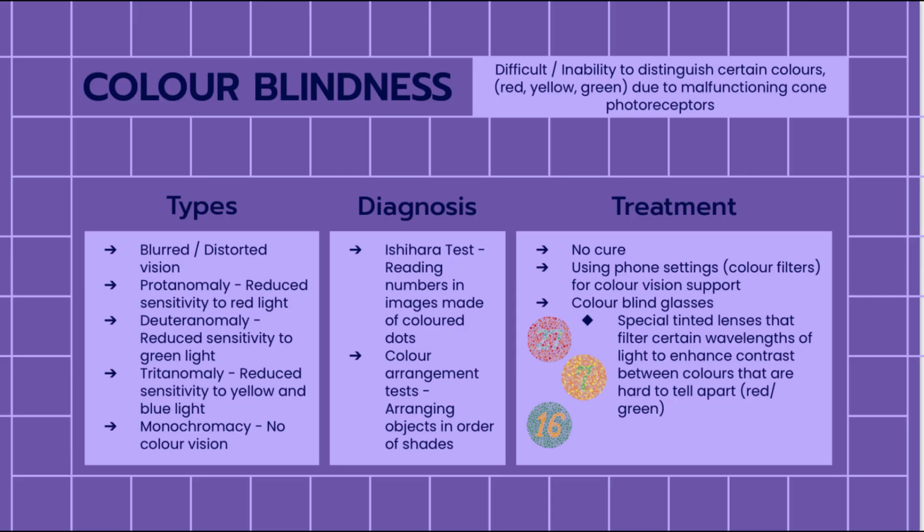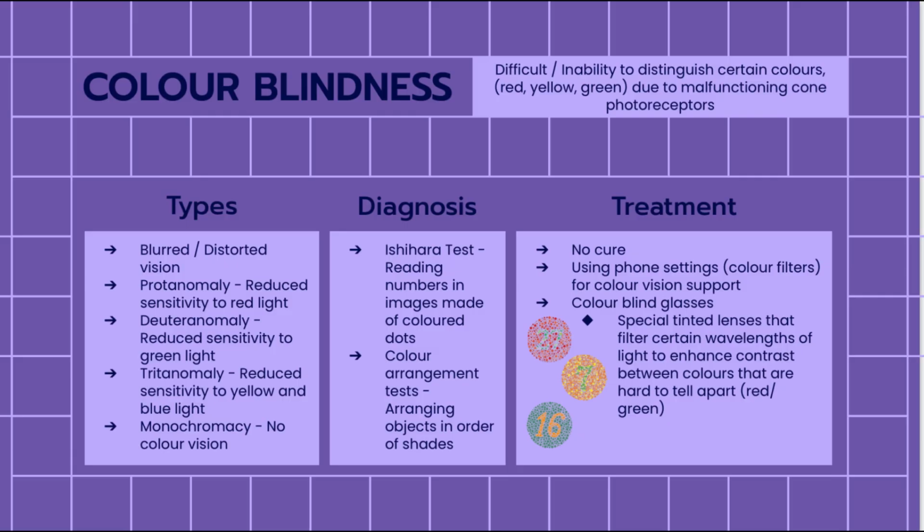Is this due to a malfunctioning cone photoreceptor? Excellent, you're absolutely correct. There are mainly 4 types of color blindness. Protanomaly, which is reduced sensitivity to red light, deuteranomaly, which is reduced sensitivity to green light, tritanomaly, which is reduced sensitivity to yellow and blue light, and monochromacy, which is where the person has no colour vision.